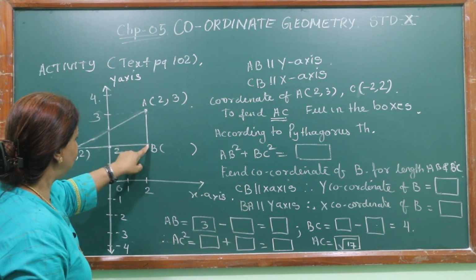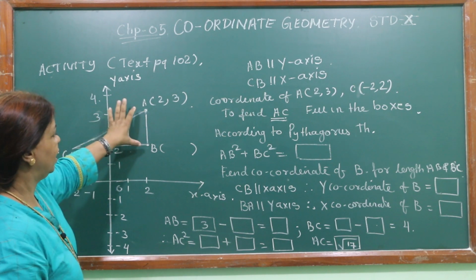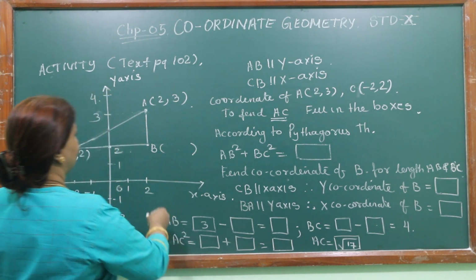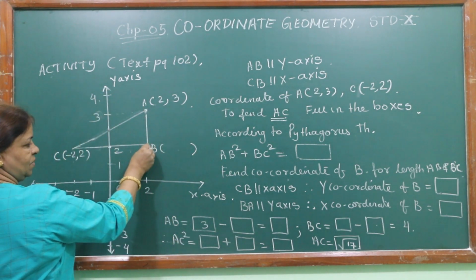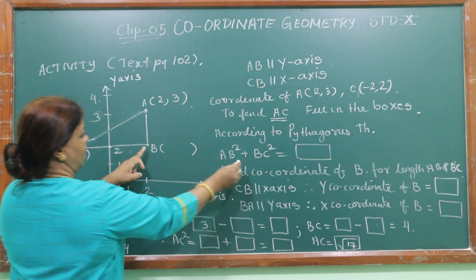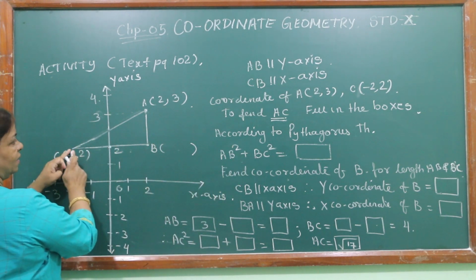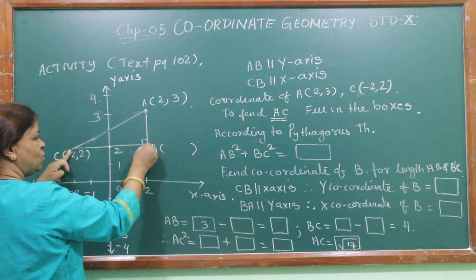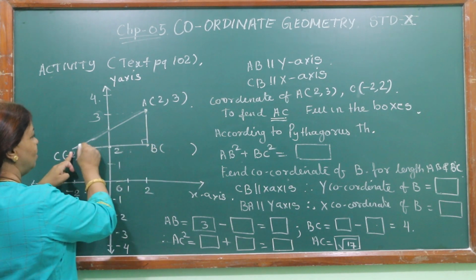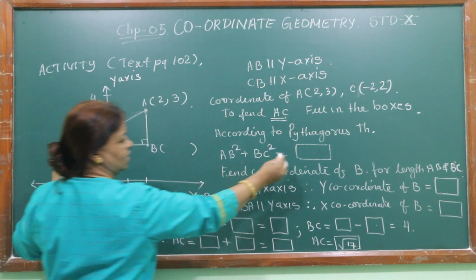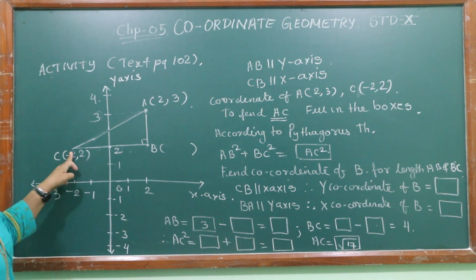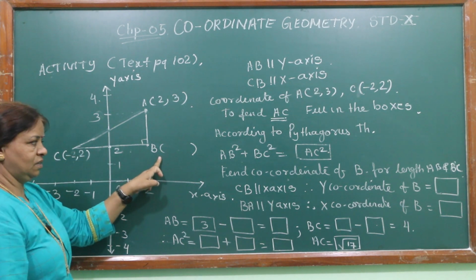We see A, B, C. According to, it is given Pythagoras theorem here directly. Let us have, it is given AB square plus BC square. So according to Pythagoras theorem, if this is 90 degree, AB square plus BC square will be equal to what? AC square. Okay. Now we need to find out the coordinate of point B.